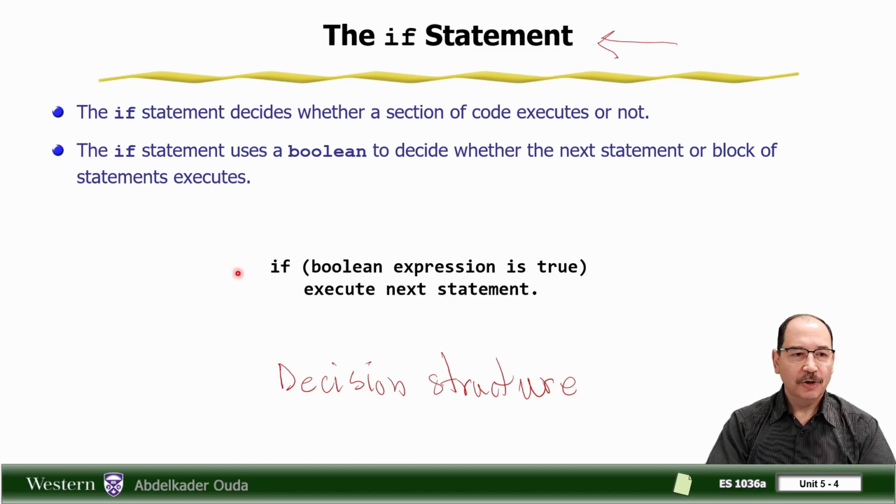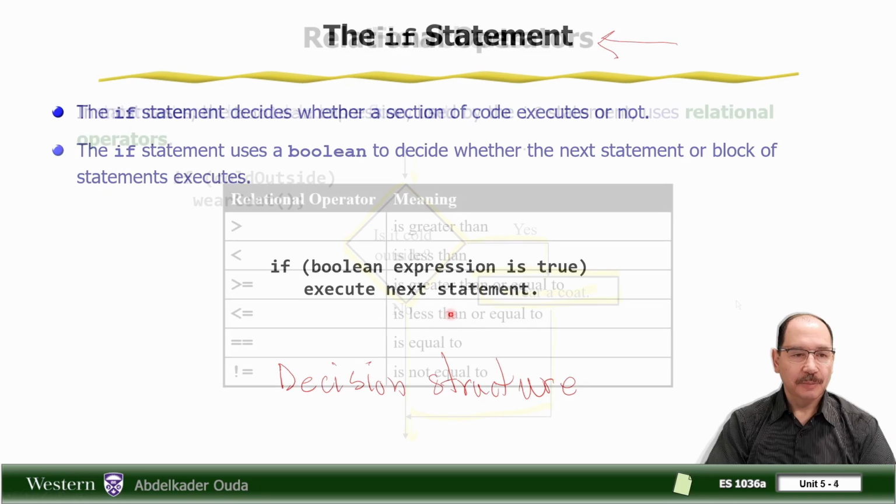Here is the general format of the if statement. It starts with the keyword if, then a Boolean expression between two brackets. The Boolean expression is an expression that may have the value true or false. Then comes another statement. The if statement works like this: when it executes, the Boolean expression is tested. If it is true, then this statement is executed. However, if this expression is false, then this statement is skipped.